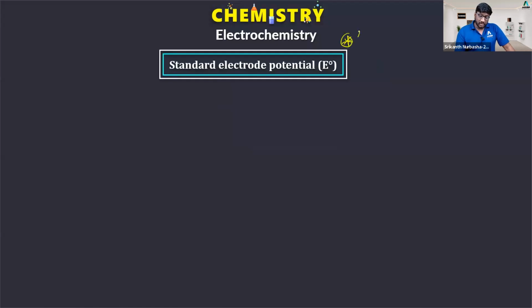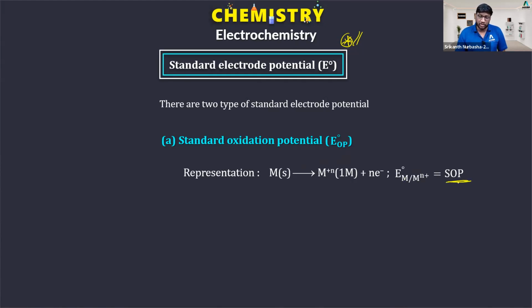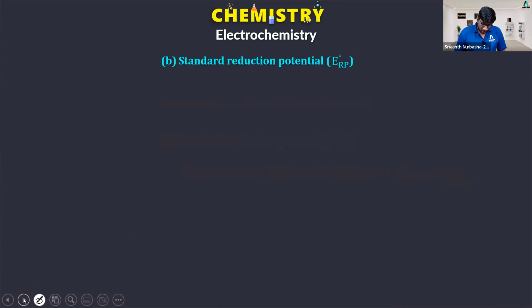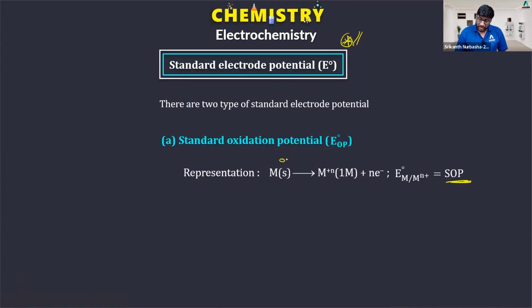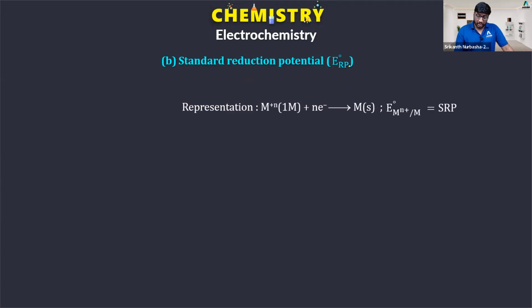Standard electrode potential is the electrode potential measured under standard conditions. There are two types of standard electrode potentials. One is the standard oxidation potential, E naught of OP, and oxidation potential means where oxidation occurs. E naught of M to Mn+ is nothing but the standard oxidation potential, SOP. The metal went from the 0 state into the +1 state, so an increase in the oxidation number is said to be oxidation. Standard reduction potential, E naught of reduction potential: the metal ion in the positive state went to the 0 state, so reduction occurred. E naught of Mn+ to M is nothing but the standard reduction potential.